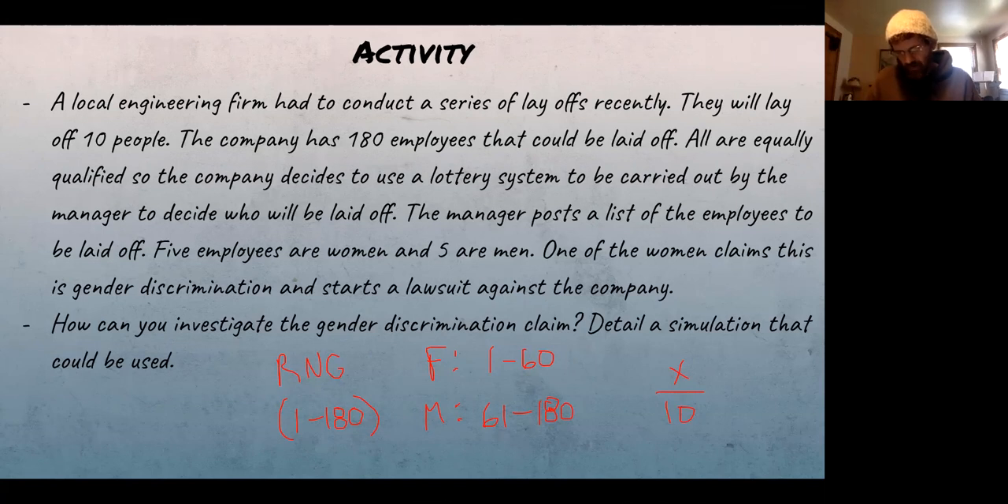Now I'll tell you, I'm not going to be a huge stickler for if there's repeats or not. Technically, we shouldn't. So if you wanted to do random integer no repeats from 1 to 180 and just look at the first 10, that's a possibility too. But I'll just do random integer 1 to 180, and I'm going to draw random numbers. If it's somewhere between 1 and 60, that's a female, and I'm going to keep track of the number of females and males that I get. And I'm going to go through this a few times, and we'll keep track of what proportions we get. Does that make sense to everyone?